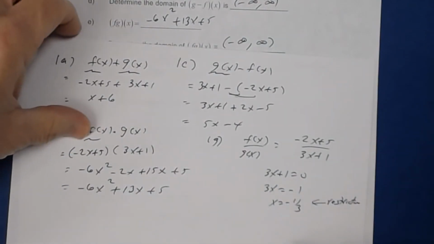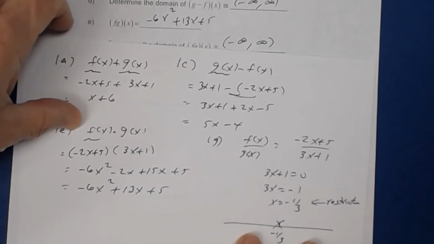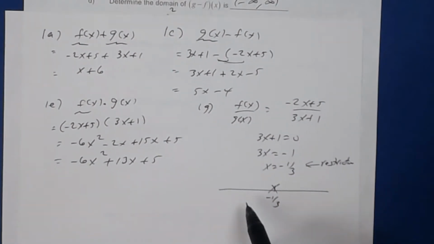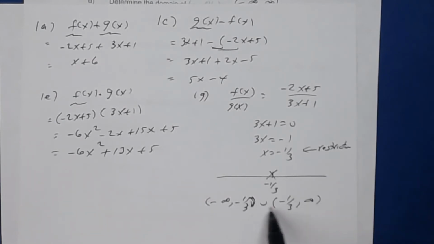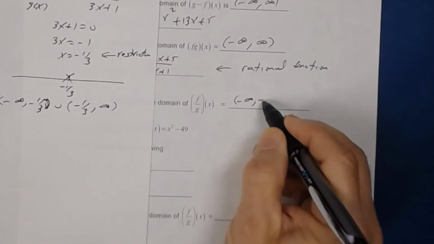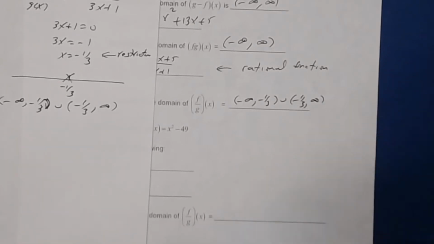But remember, you still want it in interval notation, so you have to put that on a number line. So -1/3, cross it out. Notice that my domain would be all real numbers except -1/3. So as an interval, that will be -infinity to -1/3, parentheses, union, parentheses, -1/3 to infinity. That means all real numbers except -1/3. So that's how you would write that in interval notation. So -infinity to -1/3, union, -1/3 to infinity. Okay?